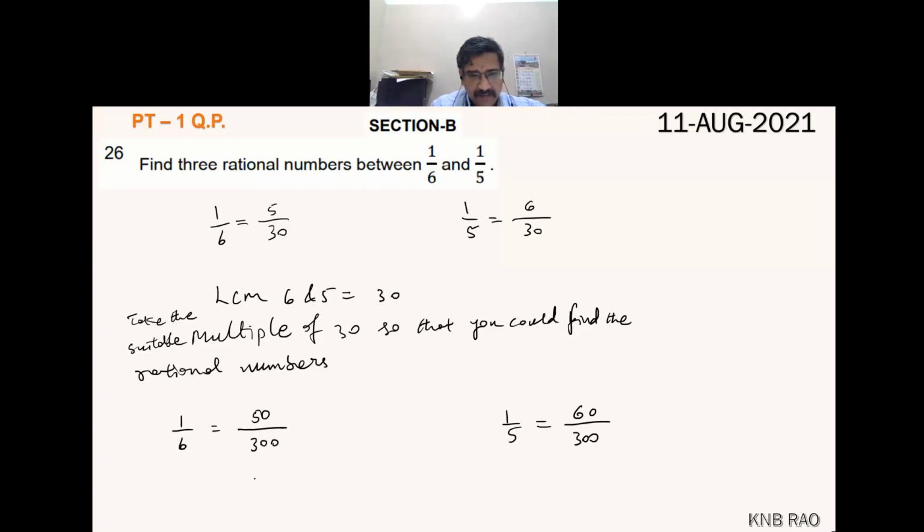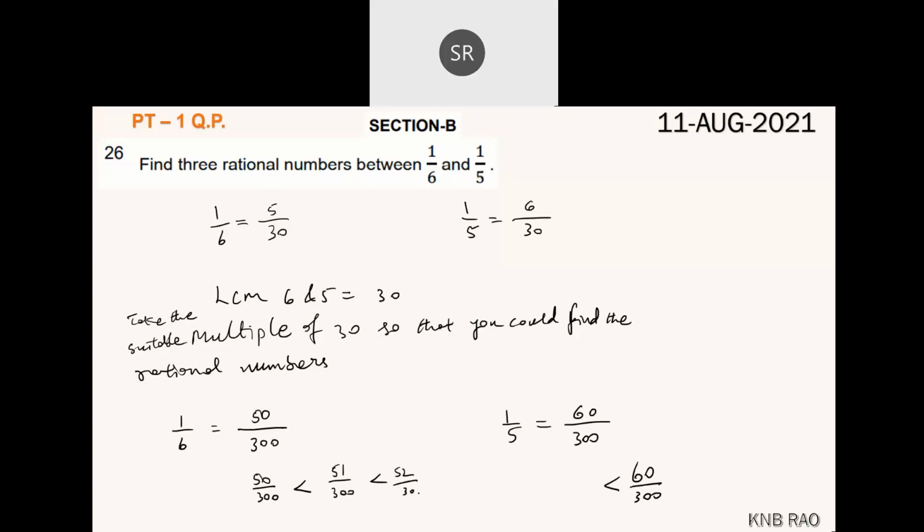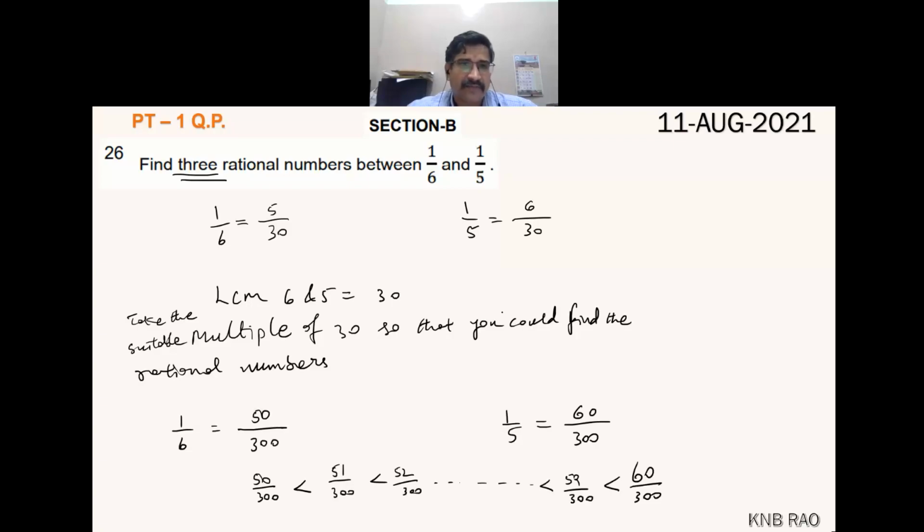50 by 300 to 60 by 300, you have got many. 51 by 300, 52 by 300, and so on, 53, like 59 by 300. You can find so many. Amongst this, you give any 3 fellows. That is sufficient. Understood? This is one method.